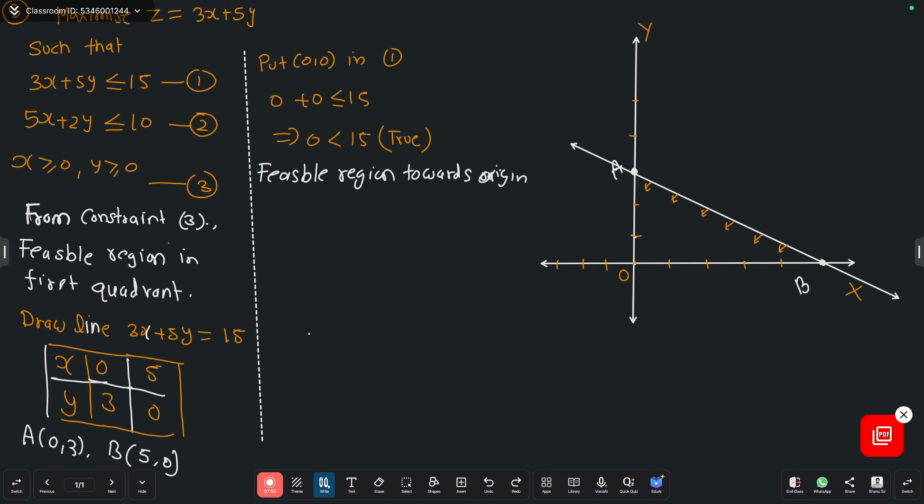Now draw the other line, 5x plus 2y equals 10. Make a table x, y. Whenever x is 0, y is 5. Whenever y is 0, x is 2. So from here, one point is 0 comma 5 and one point is 2 comma 0.